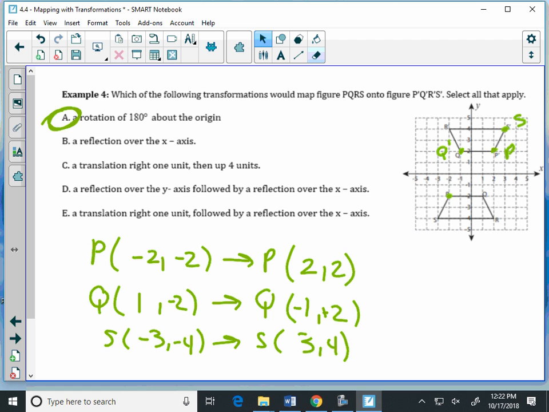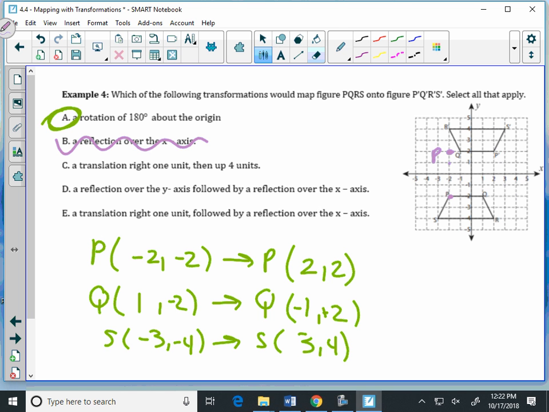B is saying a reflection over the x-axis. Just looking at that, is a reflection over the x-axis going to work? No. They're not aligned when you flip it. It's just not going to work. Again, test a point out. I'm going to try P. 1, 2, 1, 2. Yeah, didn't work. P did not map up with P prime.